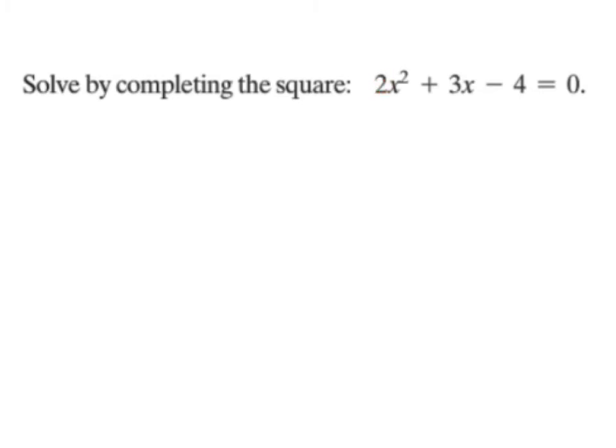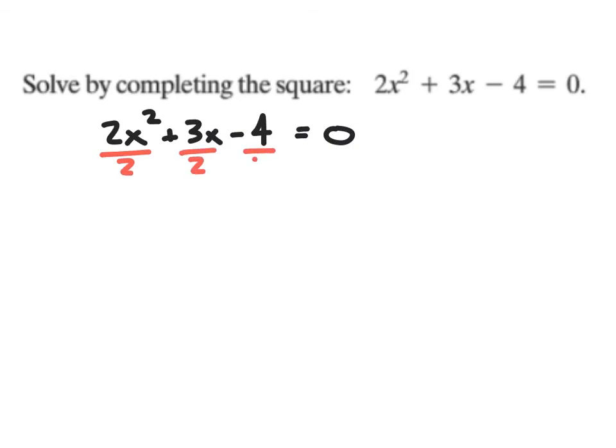So the first thing I'm going to do is rewrite this down over here. I'm going to do 2x squared plus 3x minus 4 is equal to 0. I'm going to divide everything by 2. And what's going to happen is that these parts divide out. I'm simply left with x squared plus 3 halves x minus 2 is equal to 0.